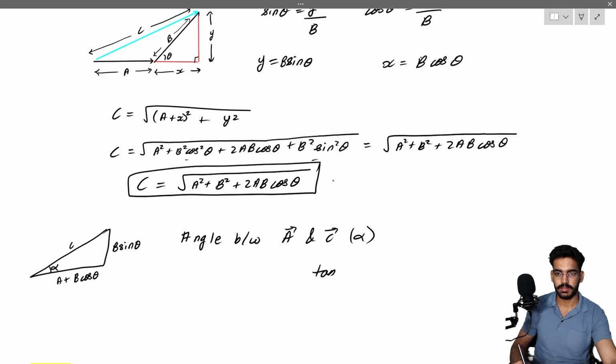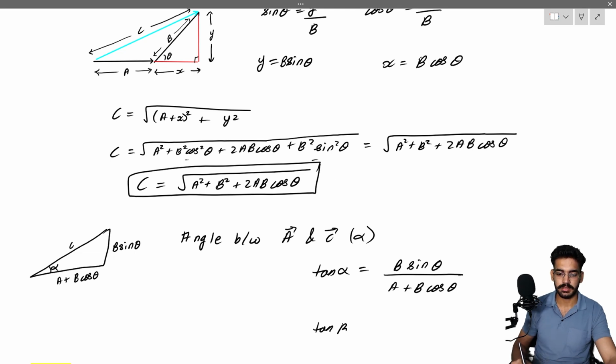So for alpha, in this triangle, if you write tan alpha, what will the tan alpha be? Perpendicular upon base, so that is b sin theta divided by a plus b cos theta, right? Similarly you solve for the beta. Here you can write for beta also, right?